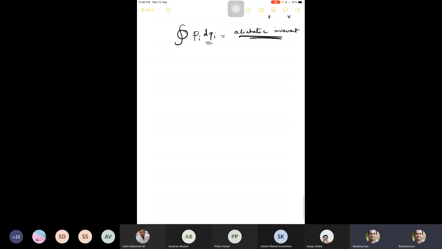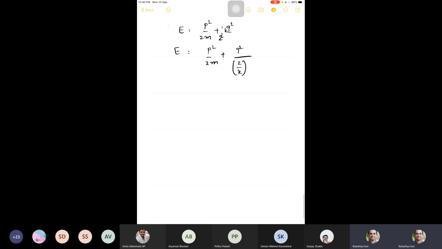And now let us use this analysis. The energy for an oscillator is basically p squared by 2m plus half k q squared. Now this is basically p squared by 2m plus q squared by 2 by k. If you take a particular contour of energy E, you get p squared by 2mE plus q squared by 2E by k equal to 1. This is the equation of an ellipse. Any doubts there?